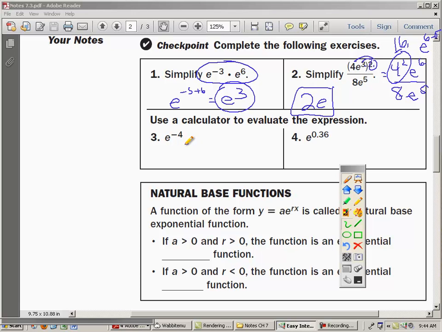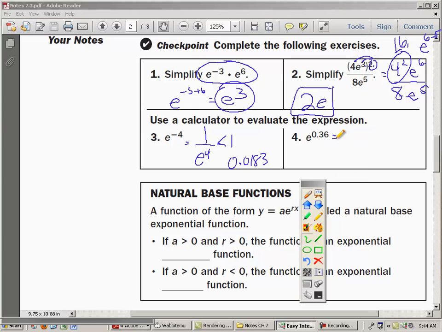What about this guy? Remember, this means 1 over e to the 4th power. We're not going to worry about that, but I know that this is going to be less than 1. So when I plug that into the calculator, I get 0.0183. And in this case, again, this is now e to the 0.36 power, which is approximately 1.433. Again, if you need some help on plugging in those buttons, we can talk more about that tomorrow.